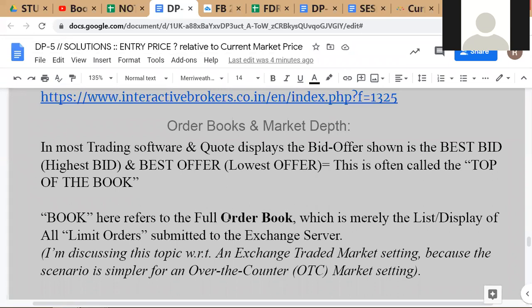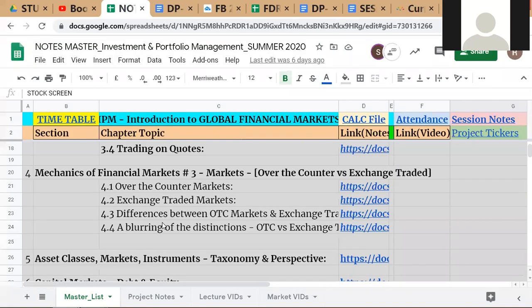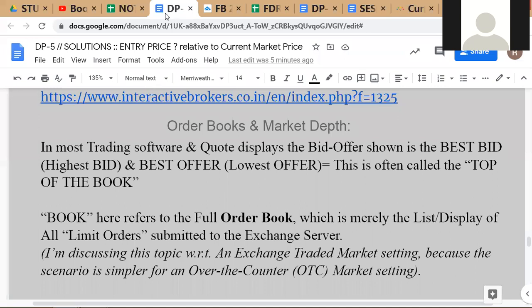What you're looking at here is pretty much the full order book. This is one thing we have to look at, the order book. So you understand this order book, what the order book basically is.